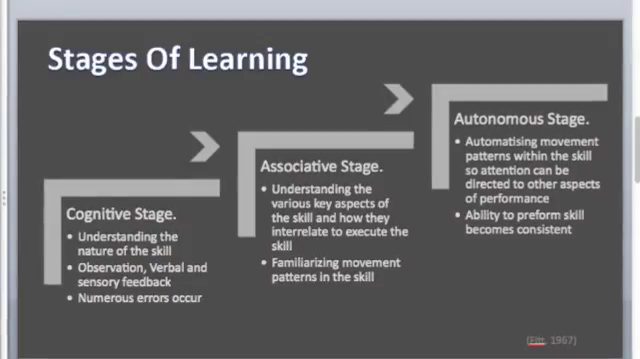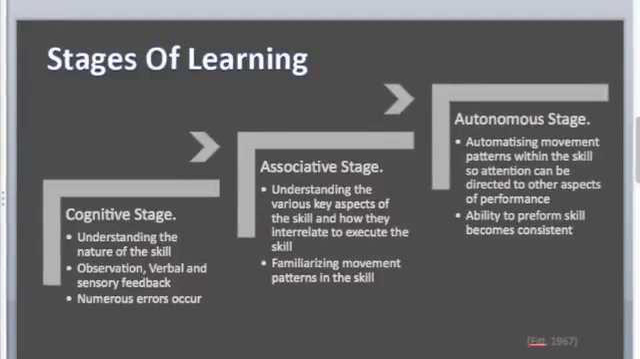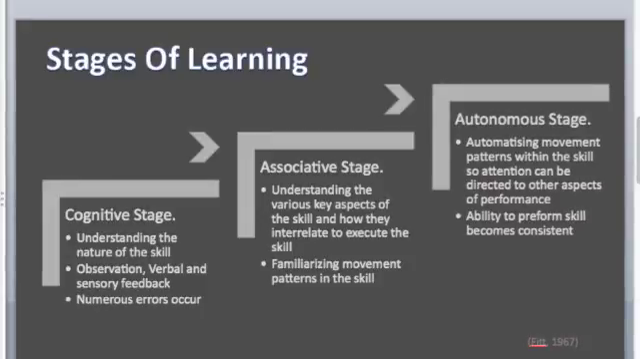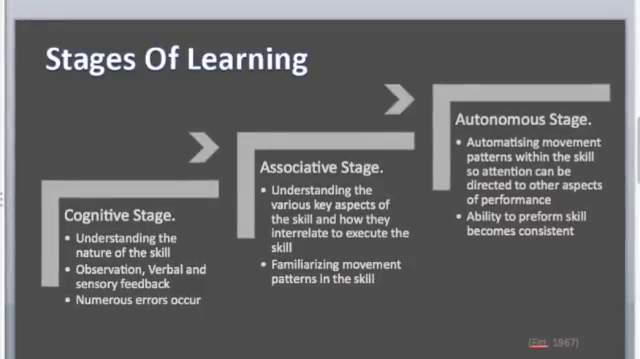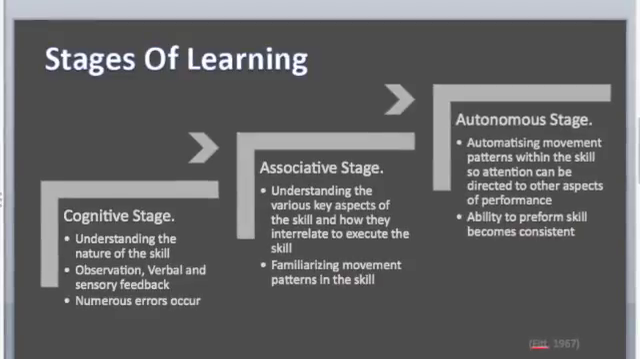The program was based off Fitts' three stages of learning. The first stage is the cognitive stage, where observation, verbal and sensory feedback are given. The participant also observes others performing the skill and the participant understands the nature of the skill. Numerous errors also occur whilst the participant is performing the skill.